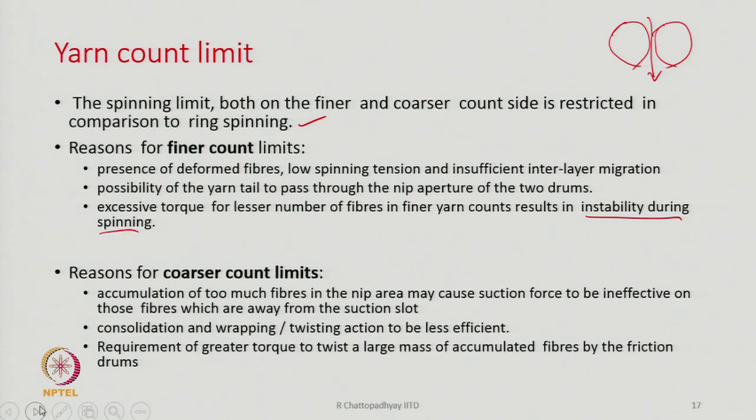And for very coarse count, accumulation of too many fibers in the nip area may cause the suction force to be ineffective on those fibers which are away from the suction slot. Consolidation and wrapping by the twisting action are less efficient, and a greater torque is required to twist a large mass of accumulated fibers by the friction drums. So, these are the reasons we also cannot produce very coarse count. There is a range of counts in which the DREF machine can work, but mostly we produce coarse count.